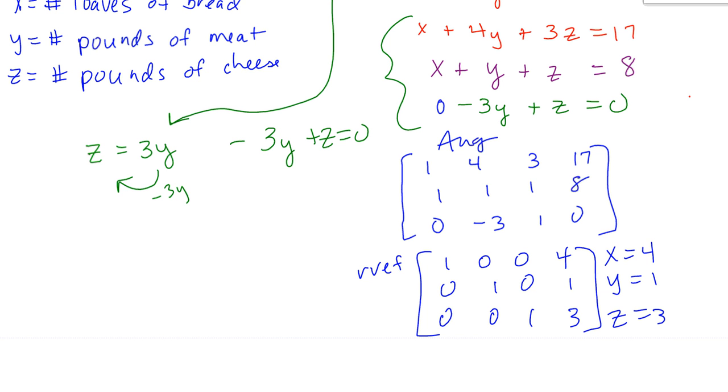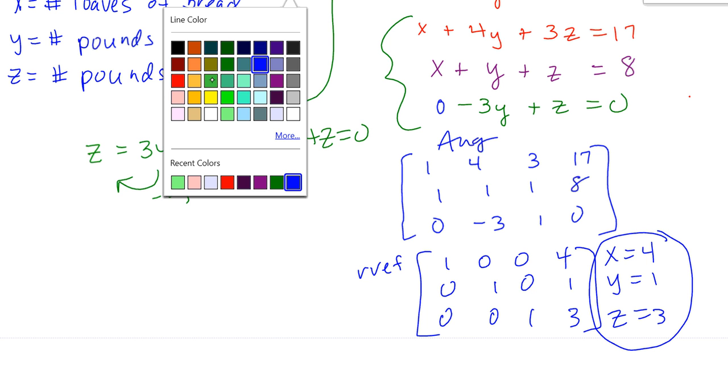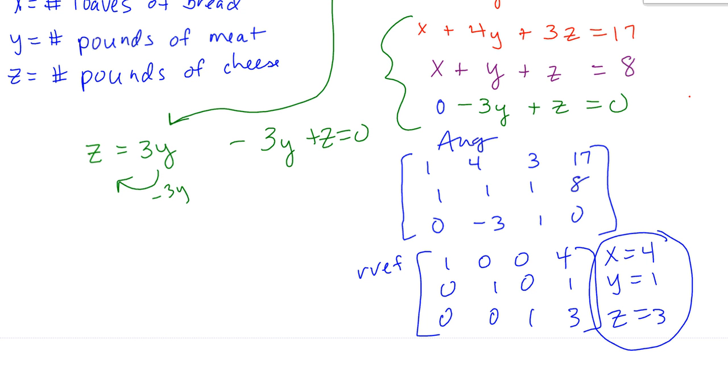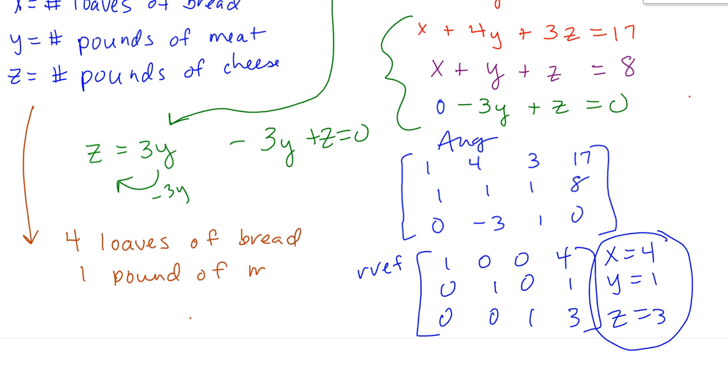But we're not looking for x, y, and z. What we're looking for is what they represented. So I'm going to go in here and turn it back into our actual problem. X is 4. That means that we need to buy 4 loaves of bread. Y is 1, so we need 1 pound of meat. And then Z is the number of pounds of cheese, so 3 pounds of cheese.